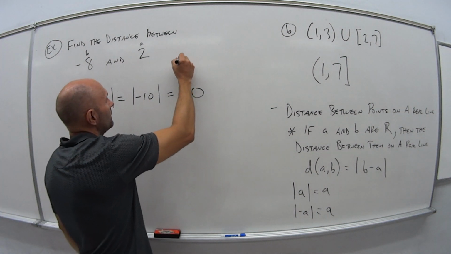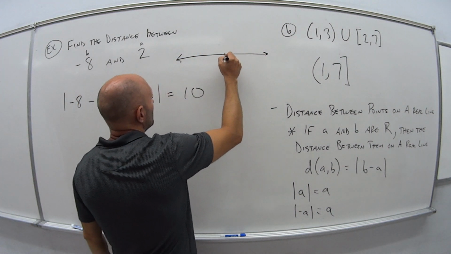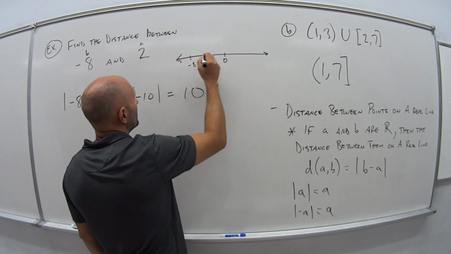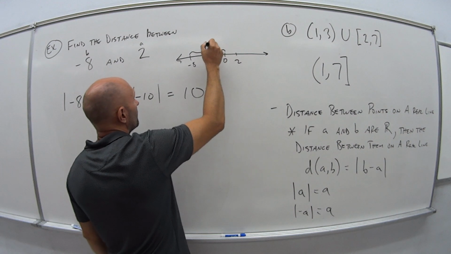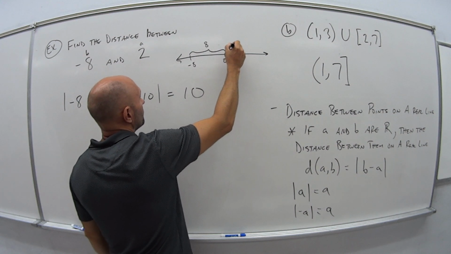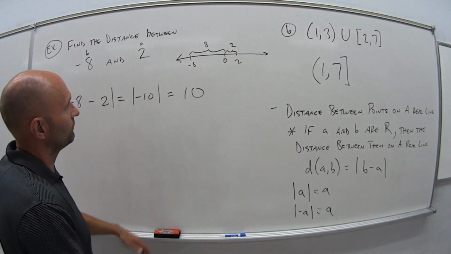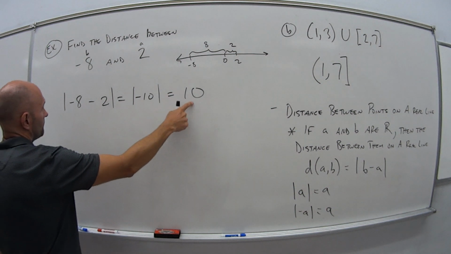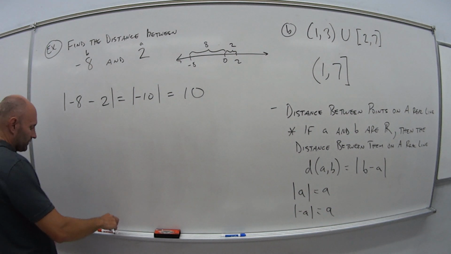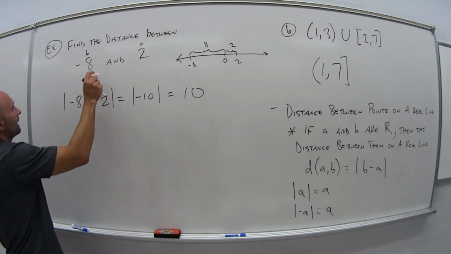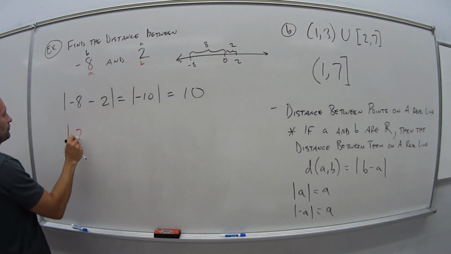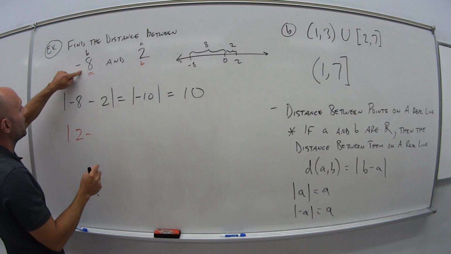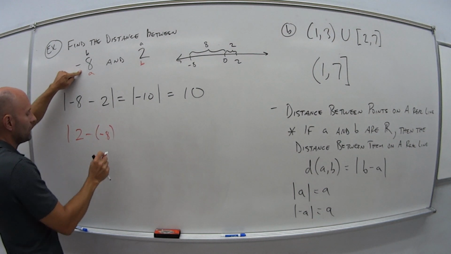Which makes sense, right? If we have this number line, here's 0, here's -8, here's 2, well there's 8 units here, and 2 units here, so a total of 10 units between them, 10. Let's say instead I said, okay, this is my A, and this is my B. So I have B, which is 2, minus A, so minus -8.